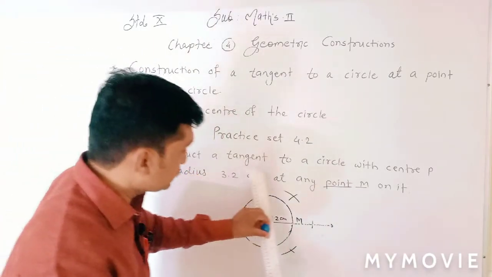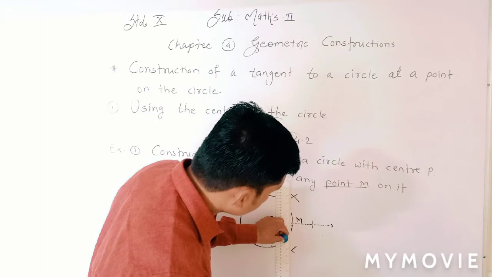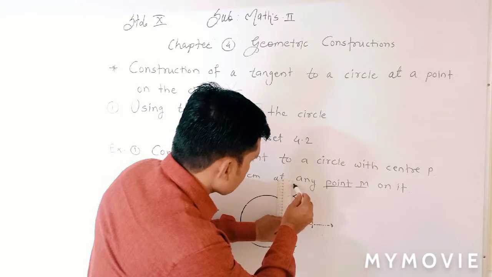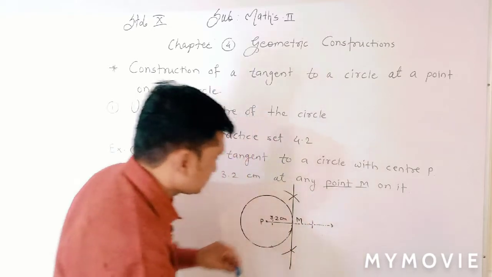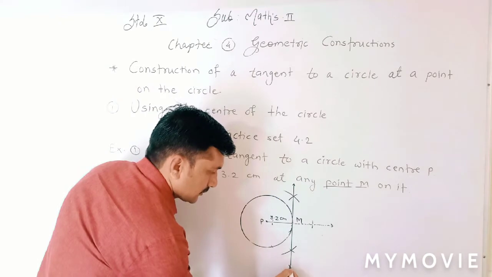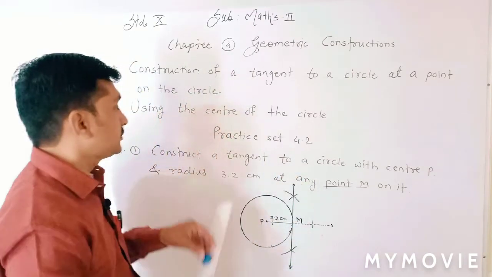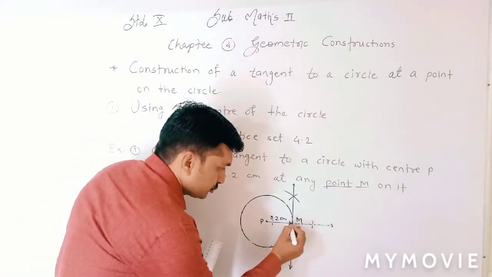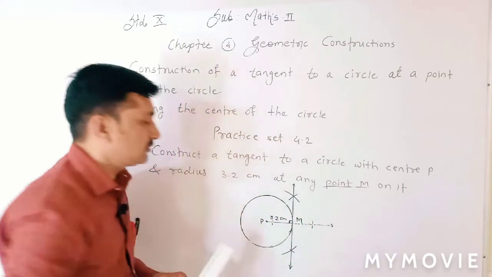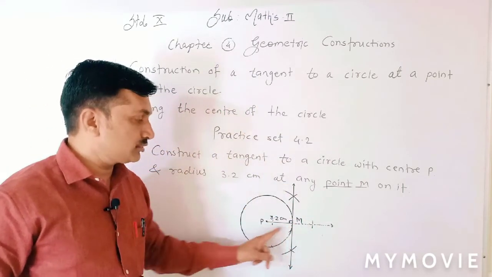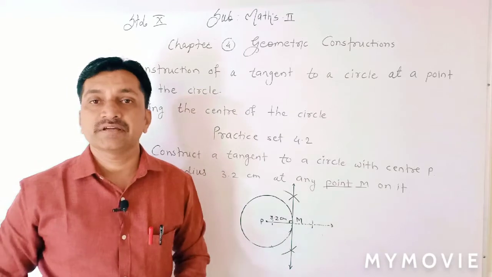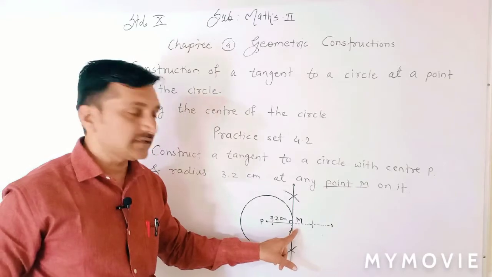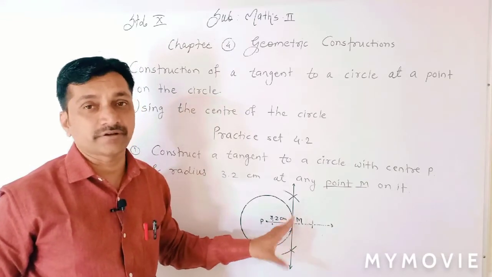And what is the last step? Draw a line passing through these intersection points and M. This line is a tangent at point M. Here we have to give the perpendicular sign because this is perpendicular. Tangent is always perpendicular to the radius. That's why we show the 90-degree sign, the perpendicular sign. In this way we constructed a tangent at point M on the circle.